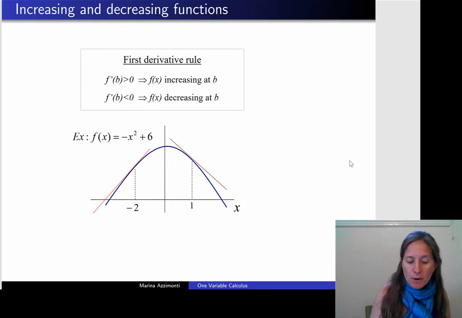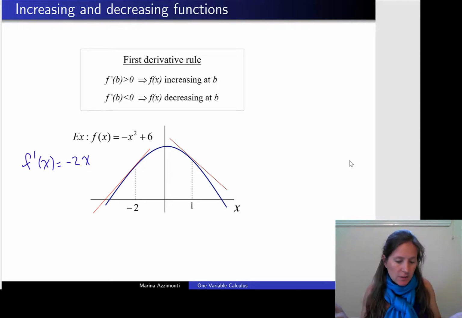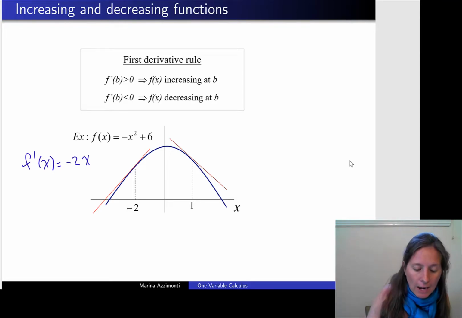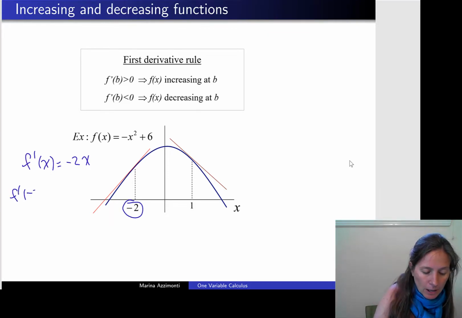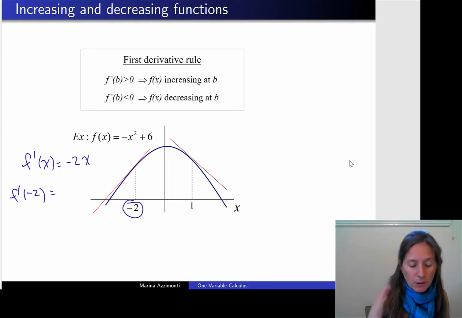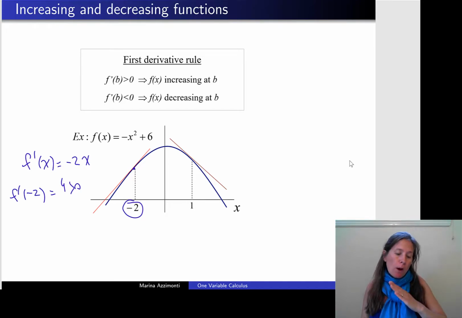So let's take this example. f of x is minus x squared plus 6. The derivative of this is simply going to be minus 2 times x. Remember, the derivative of 6 is 0 because this is just a constant. And let's look at the derivative evaluated at the point minus 2. So f prime at minus 2 is minus 2 times minus 2, which is 4, and positive. So we know that even if we didn't have the plot, for this function the slope at minus 2 is positive, so we know that this function is increasing at that point.